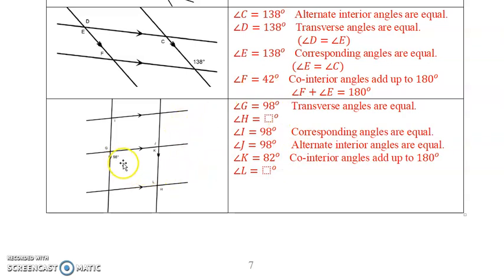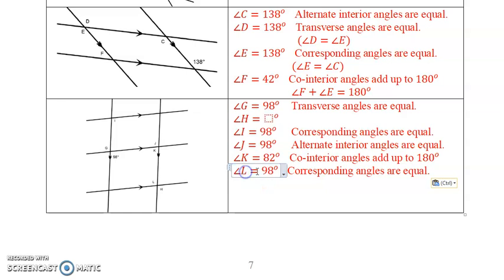Now with L and 98, there's no relation because they're on two different transversals, but we can use reference to other angles as necessary. So what I'm going to do is look at L and J, which are equal, right? So L is going to equal 98 degrees. And the reason that is equal to 98 degrees, J and L, is because they are corresponding angles, which are equal.